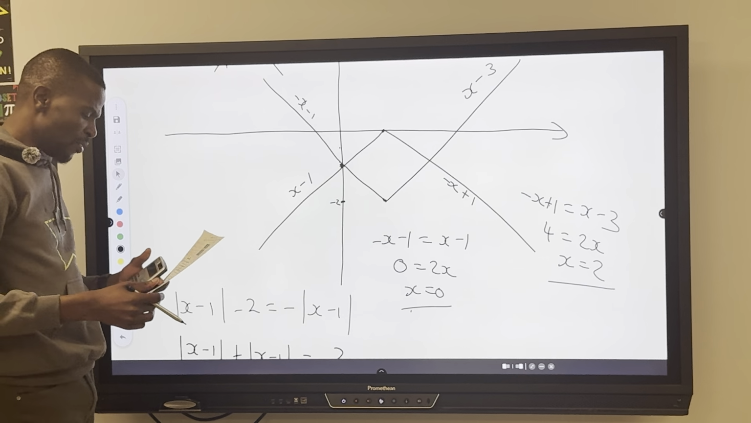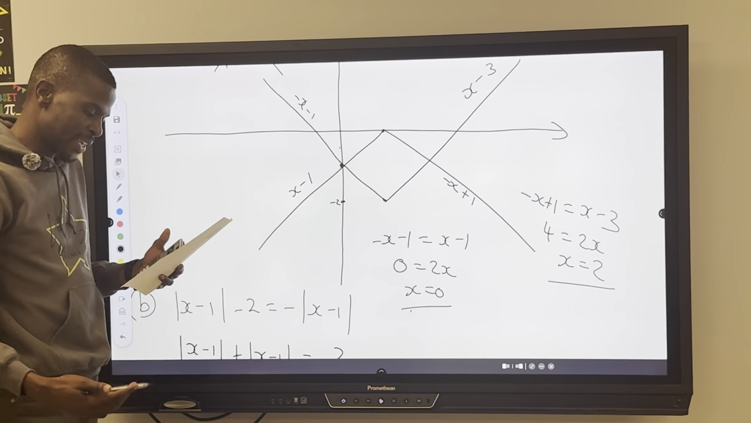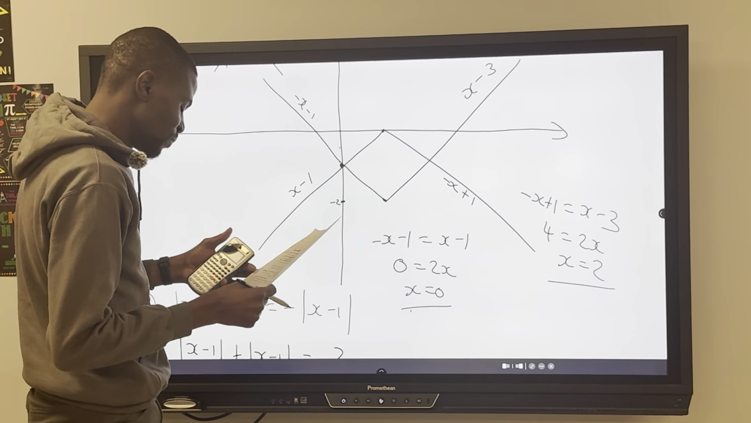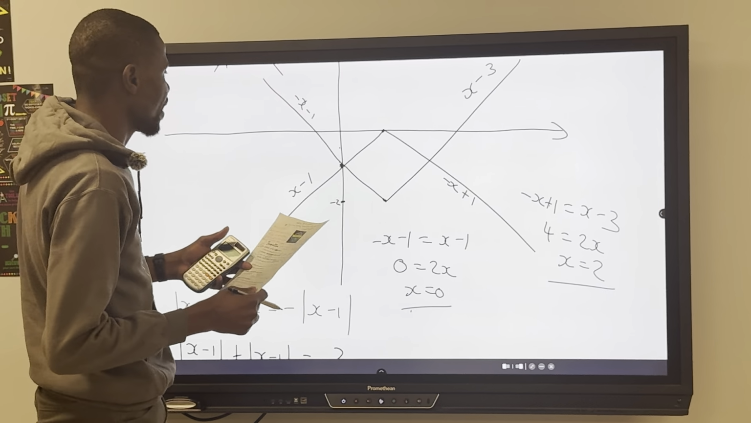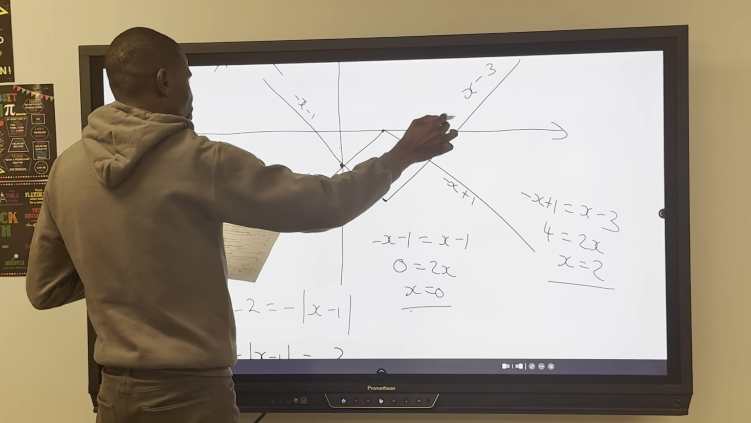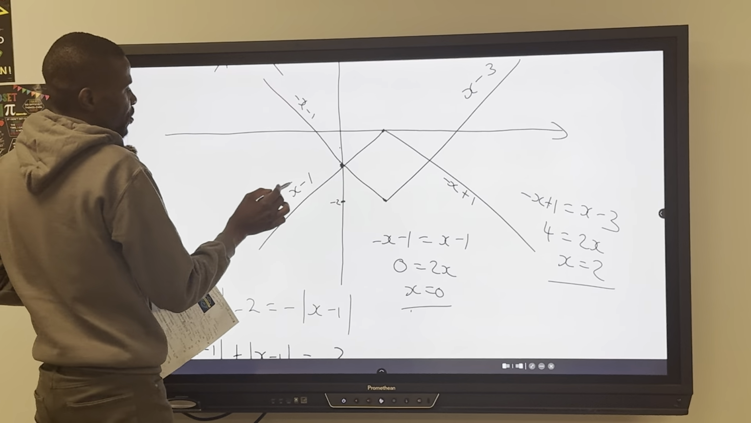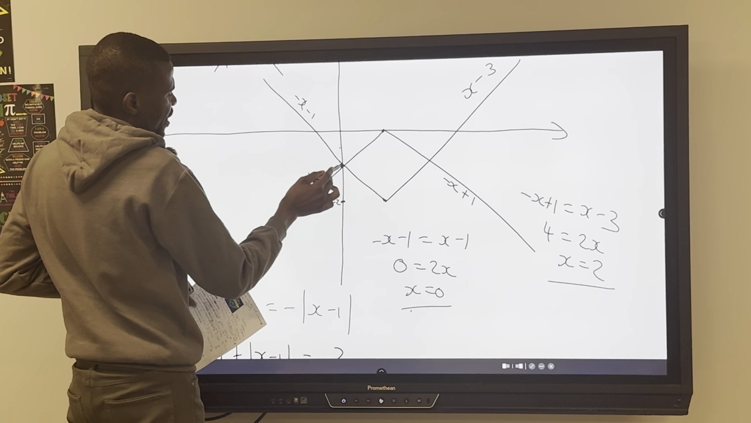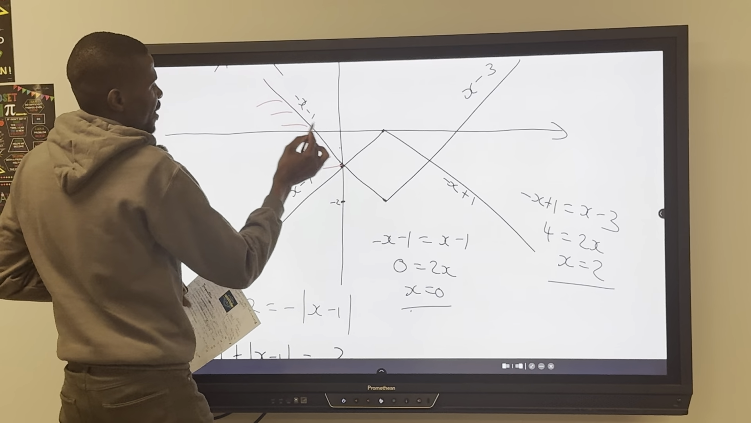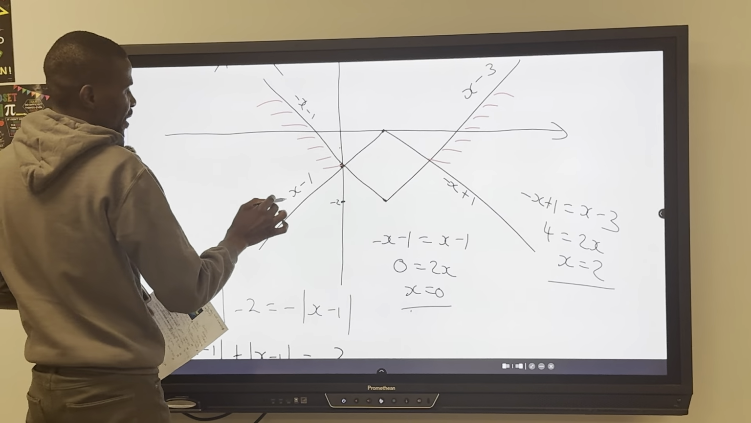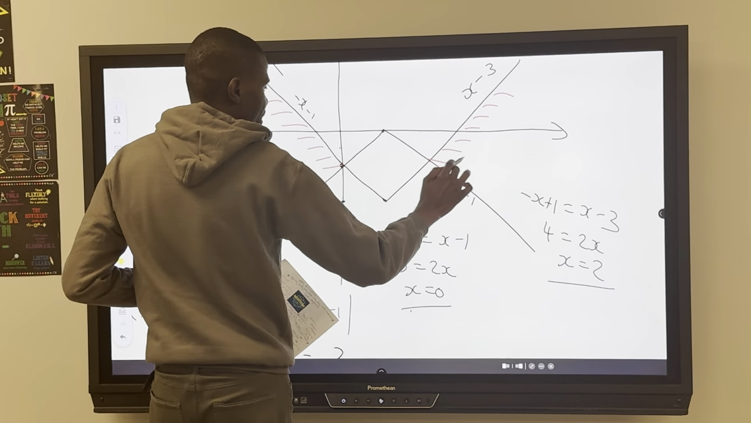Right. Now that we have our critical point, it's saying hence solve the inequality. Hence means use the above result. So we want to see where the modulus of x minus 1, which is this one here, is greater than that. So remember, it's greater when it's above. So from this point here, it is greater, and from that point, it is greater. So it means it's greater when x is less than 0 or when x is greater than 2.